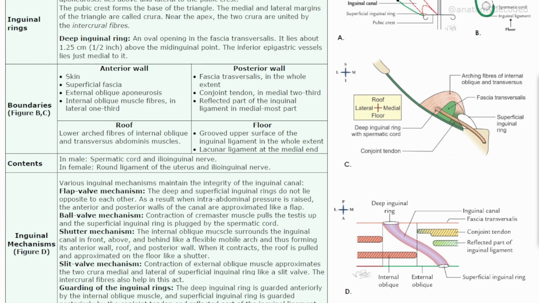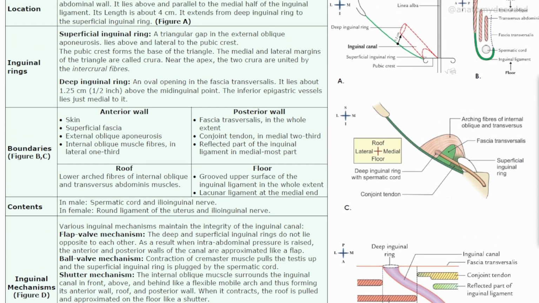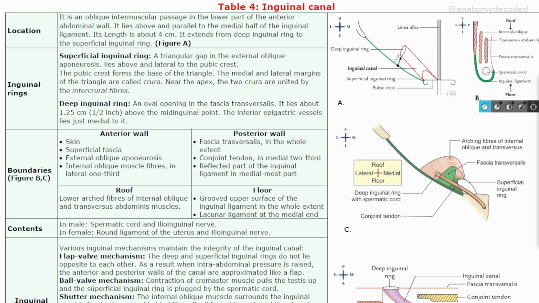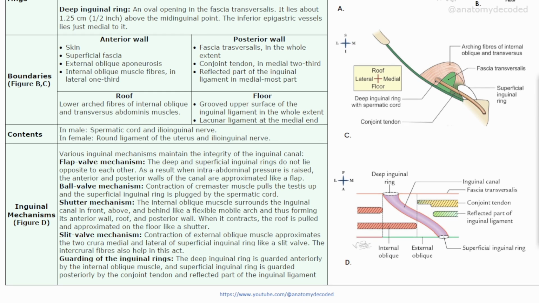So this was about the basic boundaries, contents, and the inguinal mechanisms. And roof and floor, we can see in this image as well. Roof is formed by internal oblique and transversus abdominis. Floor is formed by the upturned portion of the inguinal ligament. So whenever you're writing the answer, make sure you draw some schematic diagrams to assist whatever you have written.